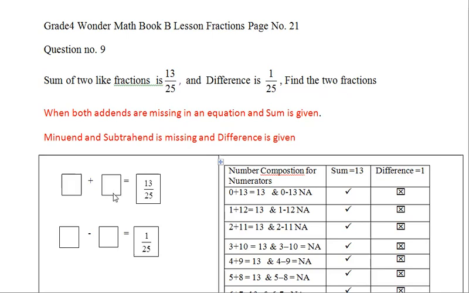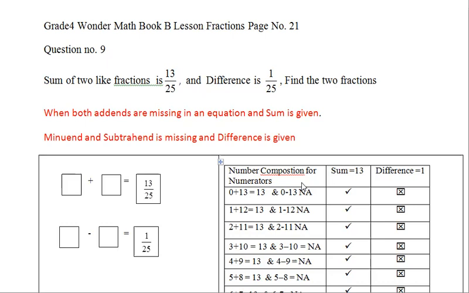So we have the same method as number composition. These are small numbers, for which we can find the answer very easily. But if it is big numbers, we have a variable method system which we will learn in grade 4. But this is a challenge question in the WonderMath book for CBSE. Only one question is like that, where you have to find this kind of fraction. So it's a challenge.